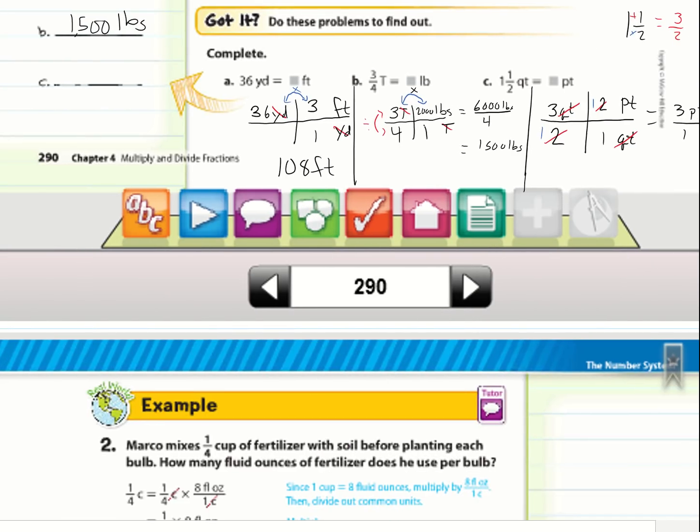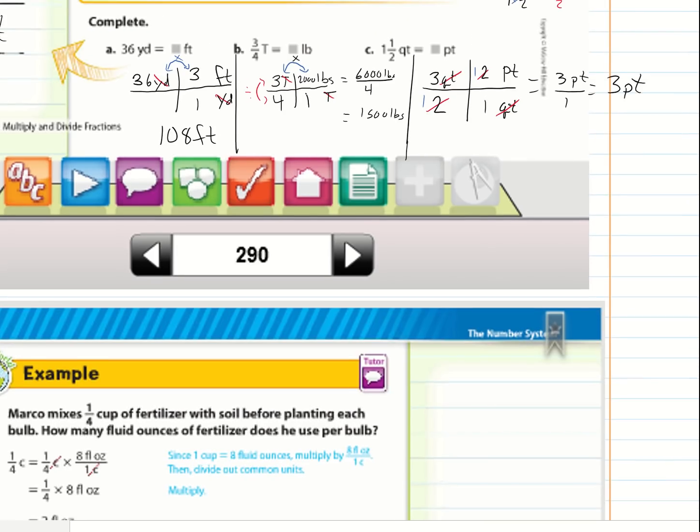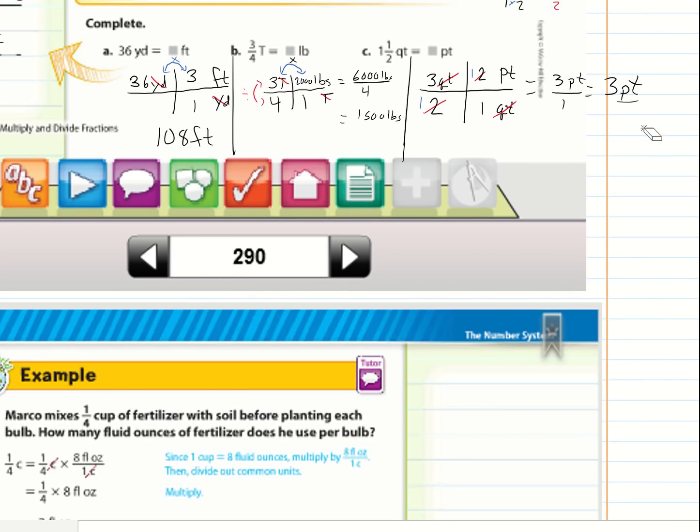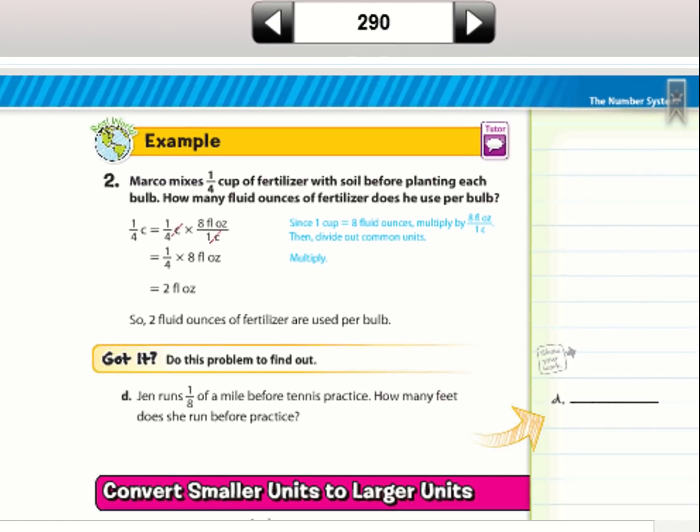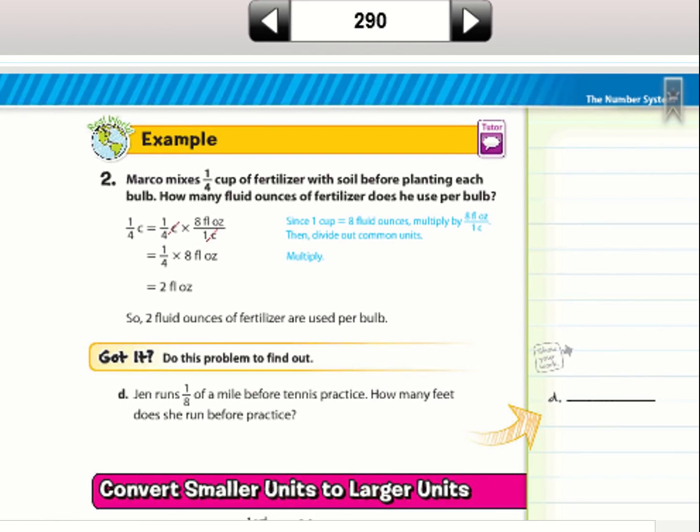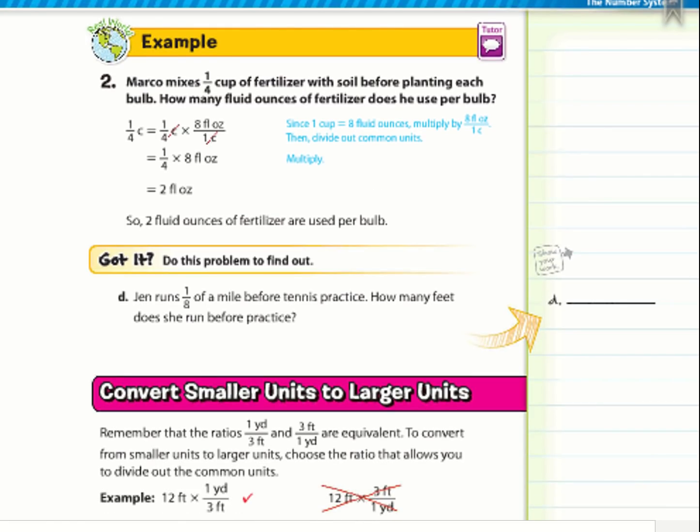Make sure you have your units. Pints, that is my unit. And I say that multiple times because I continuously see that students always forget to put the units down. So example 2: Marco mixes 1.25 cup of fertilizer with soil before planting each bulb. How many fluid ounces of fertilizer does he need per bulb?